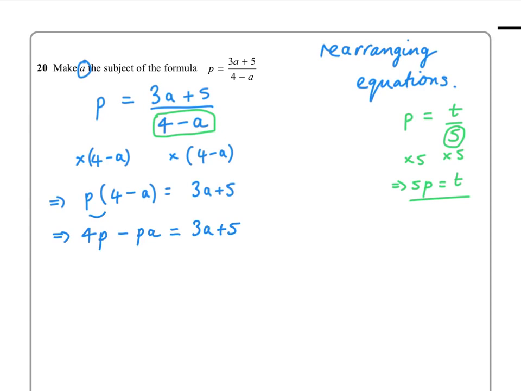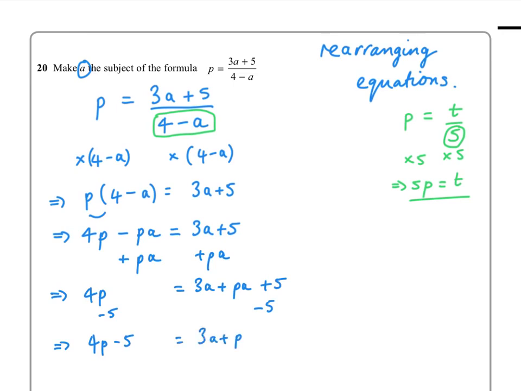Now this is actually really good, because you could still say to yourself, well, a is not on its own. Well, if you get a on one of the sides only, then you can do something really good, which makes these questions really easy very quickly. So we'll add pa to both sides, and there's a good reason for that, because then we'd have 4p equals 3a plus pa plus 5. We're just going to take 5 from both sides, and that would give 4p minus 5 equals 3a plus pa.